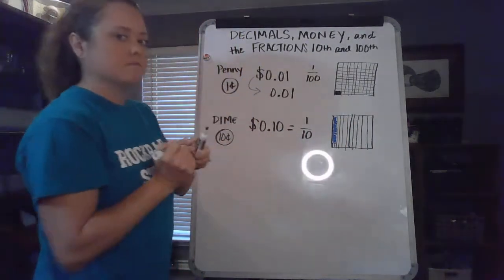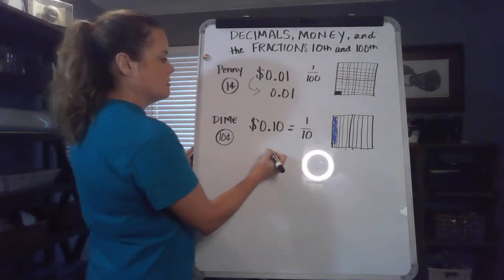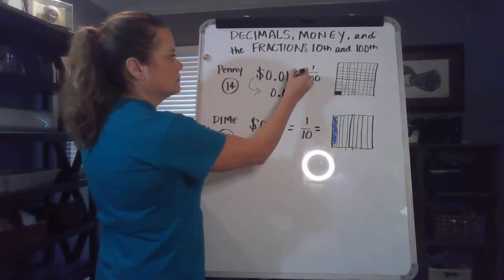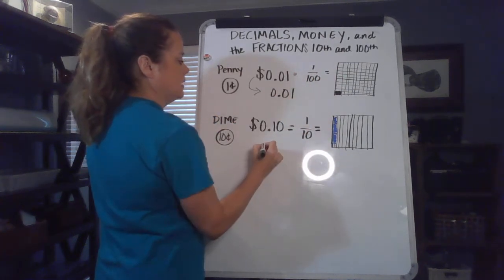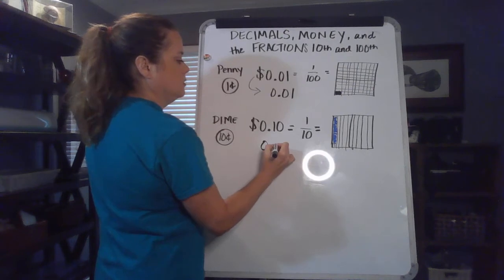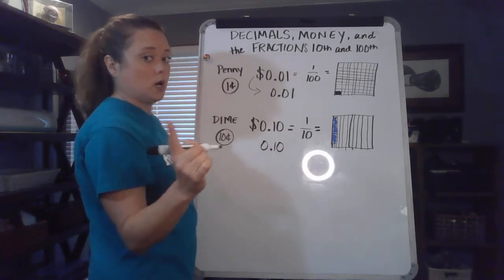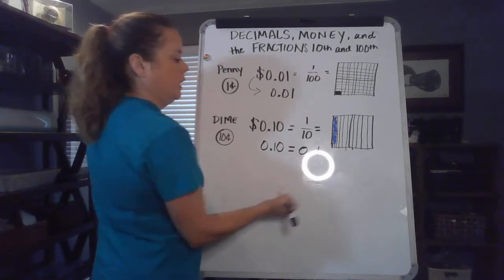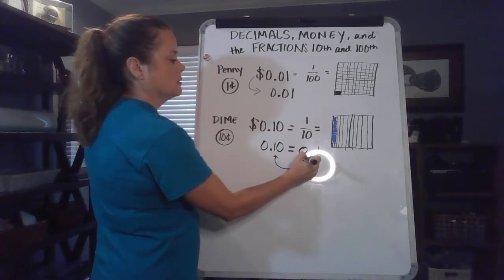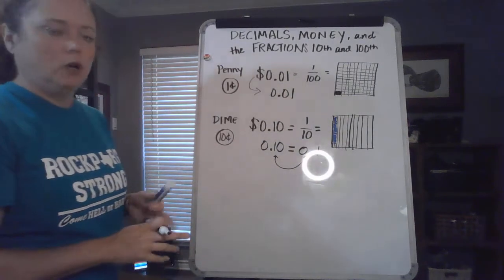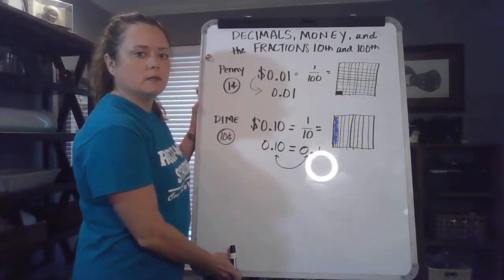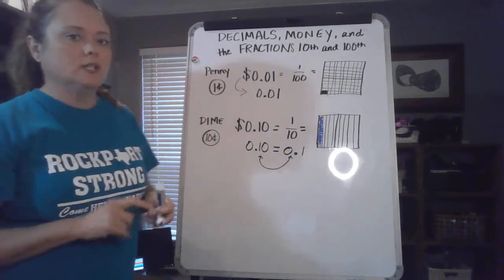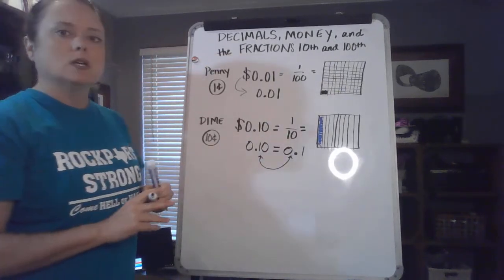You with me so far? So as a decimal, I'm going to write it like 0, decimal, 1, 0, or you can write 0, decimal, 1. These all mean the same thing. Sorry, my ring light's right in the way. Okay, so that's kind of your basics on decimals.